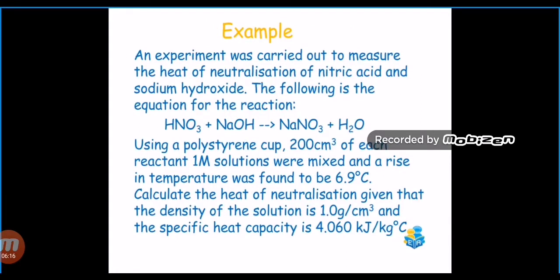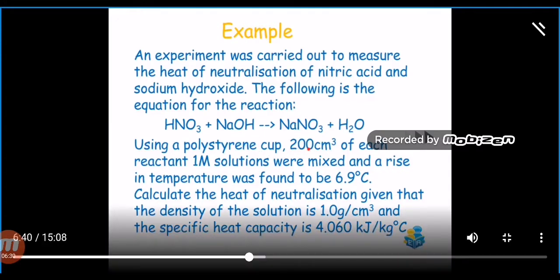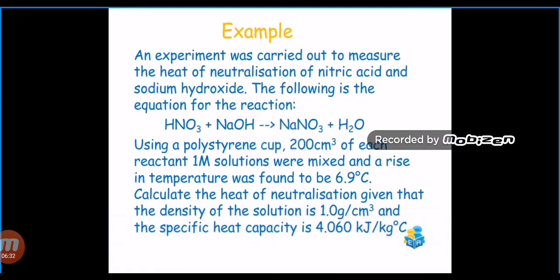So let's do an example. It says an experiment was carried out to measure the heat of neutralization of nitric acid and sodium hydroxide. The following is the equation for the reaction. Using a polystyrene cup, 200 centimeters cubed of the solution is 1 gram per centimeter cubed, and the specific heat capacity is 4.060 kilojoules per kilogram degrees Celsius. So we can see from the question that everything we need is given to us.